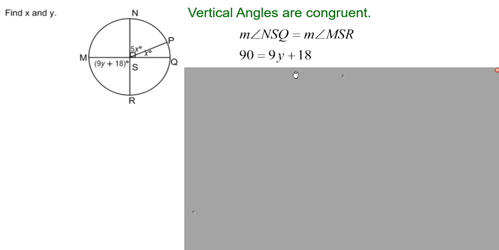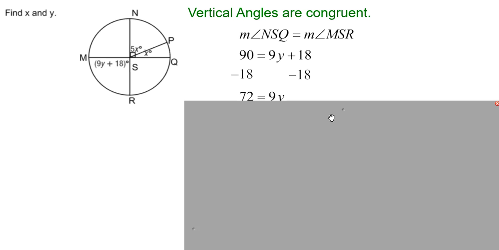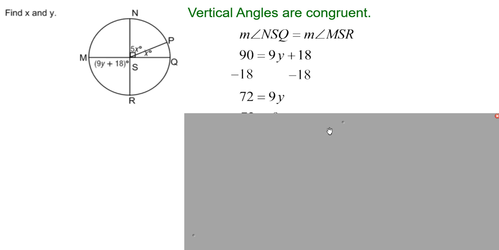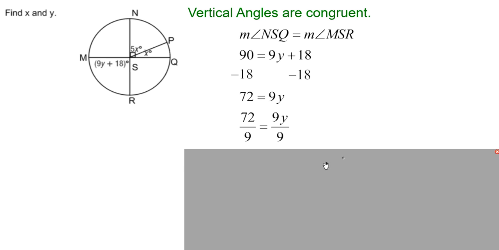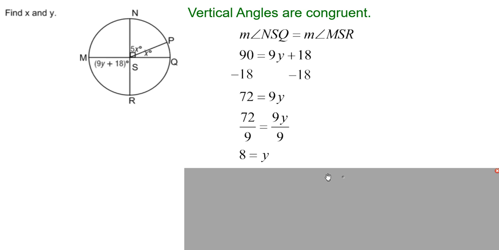So everything's simplified on the right-hand side. We just need to undo the addition, undo the multiplication, and y equals 8. Now we want to check and make sure this is the right value. If we take our value for y and substitute into the expression, the question is, do we get back our 90 degrees like we're supposed to?